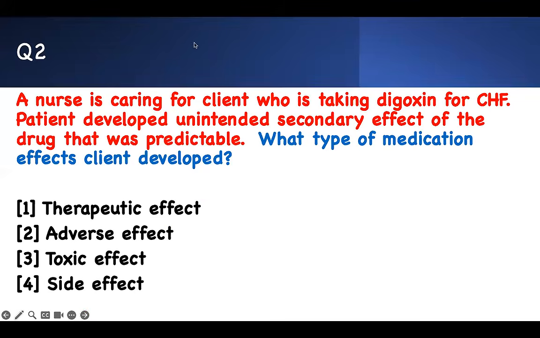Number 2, key terms about medication administration. What type of medication effect does the client develop? A nurse is caring for a client who is taking digoxin for CHF. The patient develops an unintended secondary effect. It's a secondary effect of the drug. That was what? Predictable. There's a bunch of buzzwords that I underlined. Unintended secondary effect of the drug that was predictable. What do you think it is?